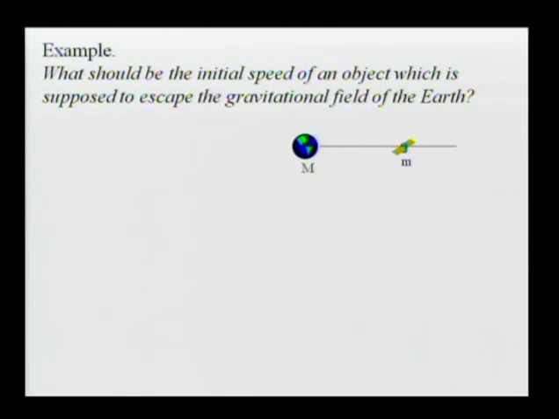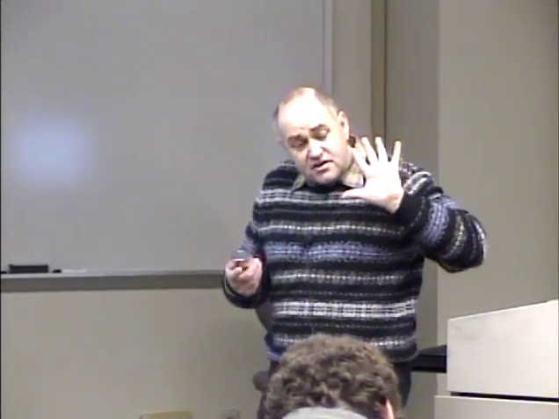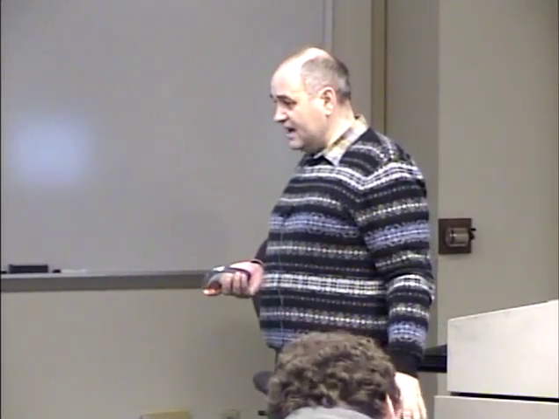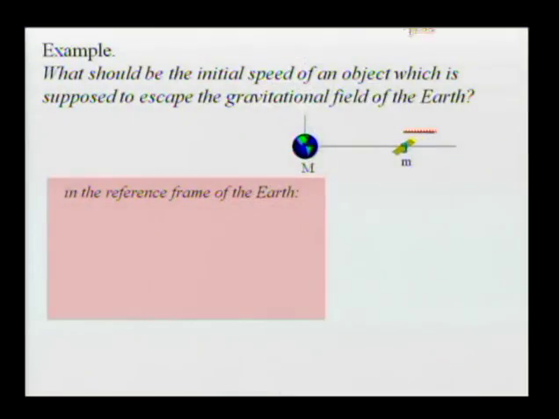Now we can look at this problem from a different point of view as well, because if you are sitting in the spacecraft, you will see that Earth is flying away. So you could also look at how fast initially the Earth should move away from the spacecraft so that it goes into infinity. All right, now I will solve it in the reference frame of the Earth. How fast does the spacecraft have to move away from the Earth at the surface, what speed should it have at the surface so that it escapes far, far away?